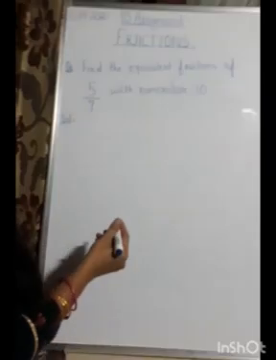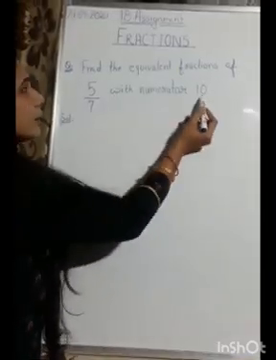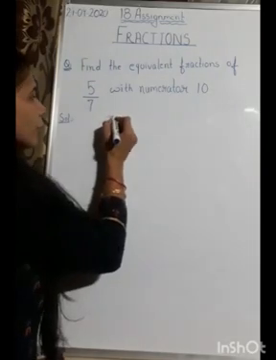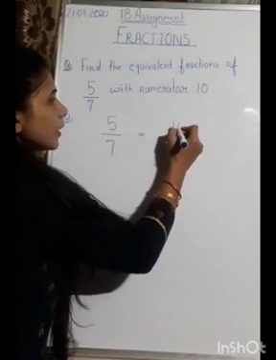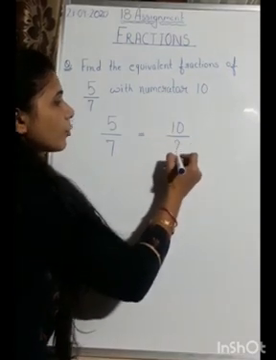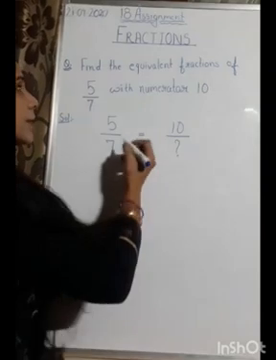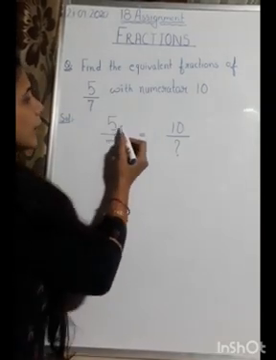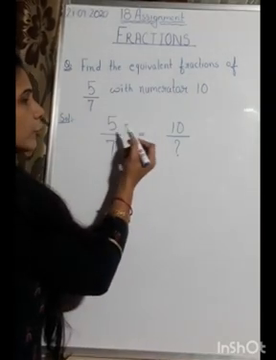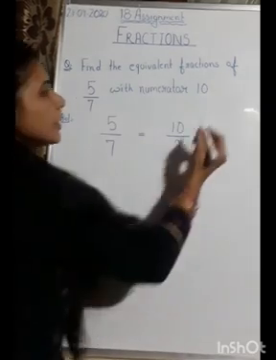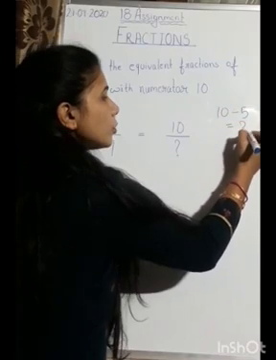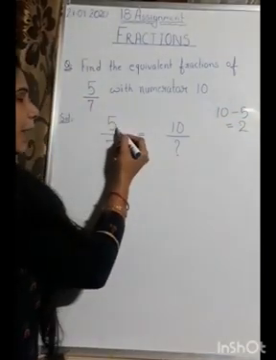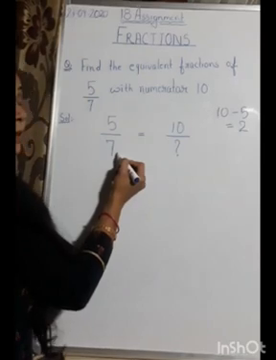Clear? Now your next question is: find the equivalent fraction of 5 by 7 with numerator 10. In this question they have given you a fraction, 5 by 7, and the numerator of its equivalent fraction, and you have to find the denominator. Same as we have done in the previous question, here it is the smaller numerator and this one is your bigger numerator. So divide the bigger numerator by the smaller one, what are you getting? 2. It means you have to multiply the numerator as well as the denominator by 2.